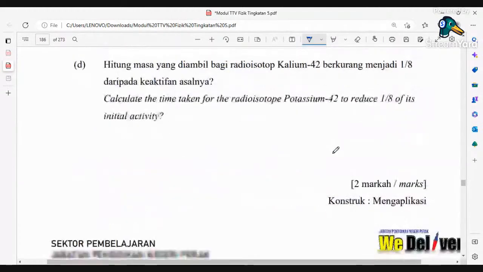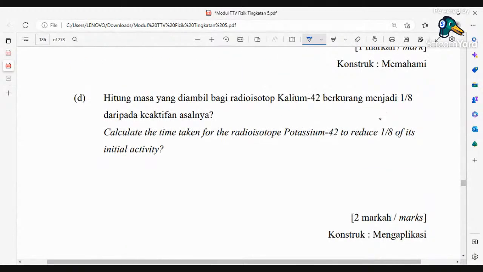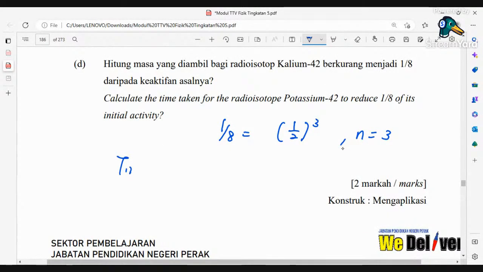Calculate time taken for radioisotope to reduce to 1/8 of its initial activity. The fraction become 1/8. 1/8 actually equals half to the power 3. So means number of half-life is 3. Okay. Just now half-life is 12 hours. So the time taken is 3 half-life. So 3 times 12, we get 36 hours.